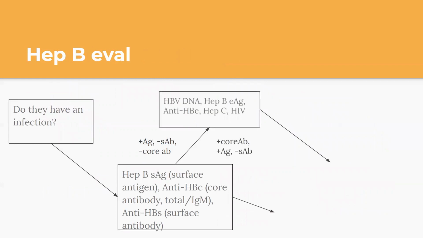And so if you have antigen positive, core antibody, or core antigen positive, that's signs of infection. So you're going to do that second pass, which I already mentioned. If, for example, you only have a positive surface antibody, but there's no antigen and there's no core antibody, then those patients are just immune from having a vaccine. So you can just stop your workup there.